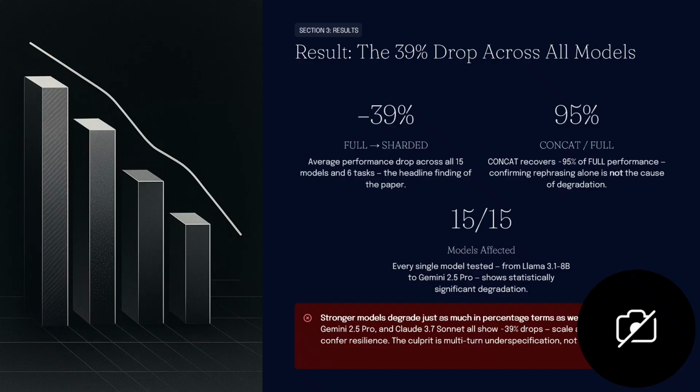The information content is identical between Concat and sharded. Only the delivery mode differs, so we know for certain it is the multi-turn underspecification structure itself that causes the collapse, not anything about how the shards were written. And larger, more capable models, GPT 4.1, Gemini 2.5 Pro, Claude 3.7 Sonnet, degrade just as much as smaller models. Scale is not a solution.